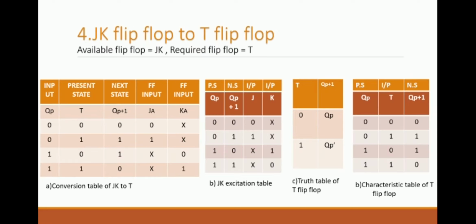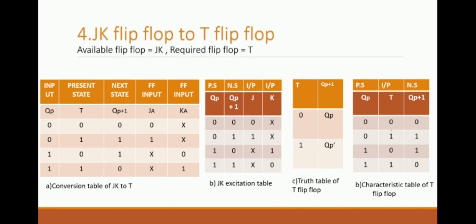Four, conversion of JK flip-flop to T flip-flop. For that, we first need to construct the characteristic table of T flip-flop and the excitation table of the available flip-flop, that is JK flip-flop. We construct this characteristic table using the truth table of T flip-flop.